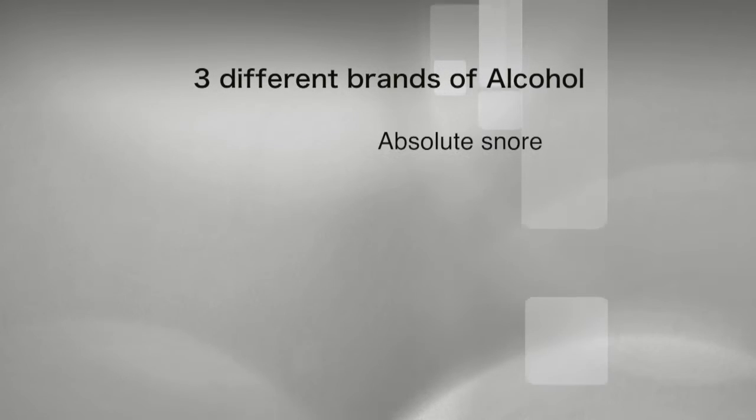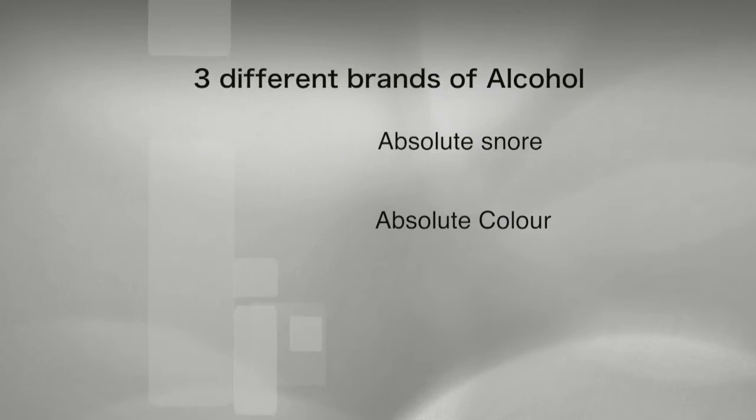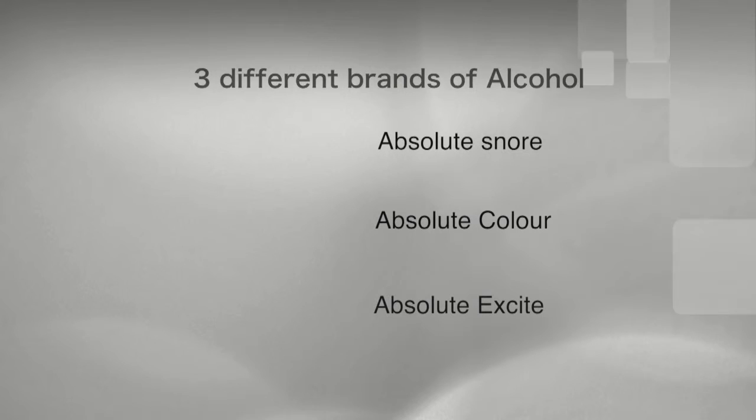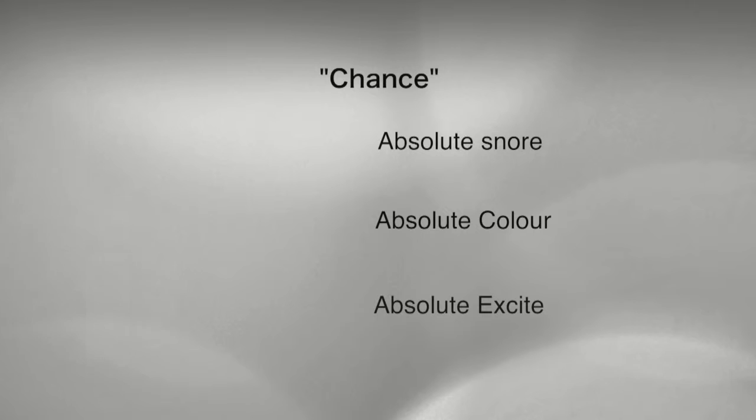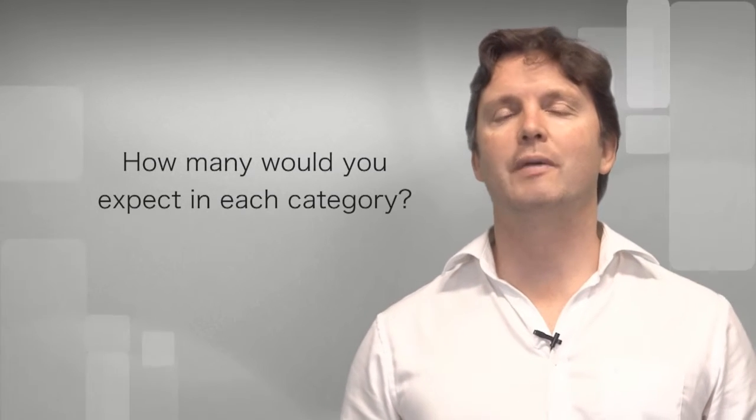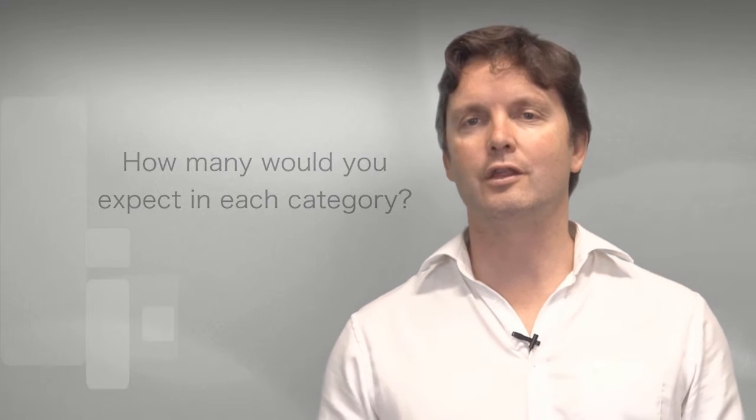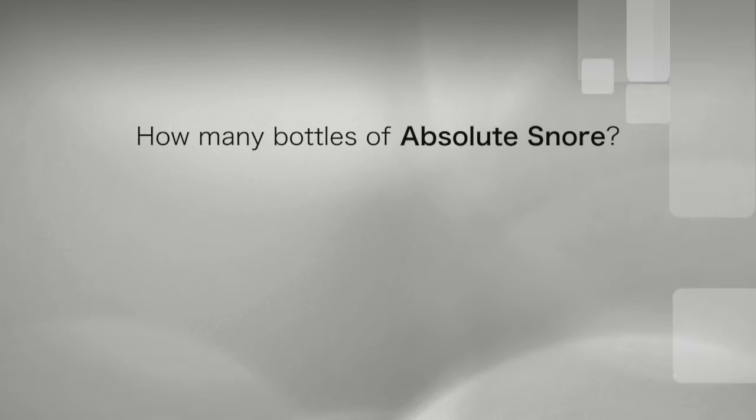Now, let's assume there are 3 different brands of alcohol when buying alcohol, and that is Absolute Snore, Absolute Colour, and Absolute Excite. Let's also say that only chance is determining their choice. In other words, there's no real alcohol preferences. Approximately how many would you expect in each bottle, in each category? How many bottles of Absolute Snore?